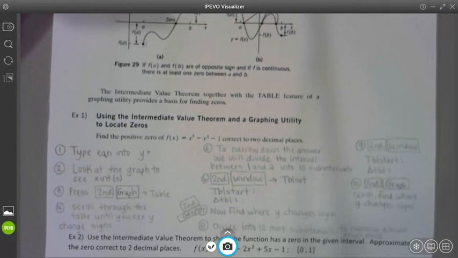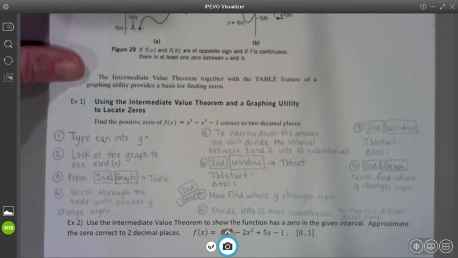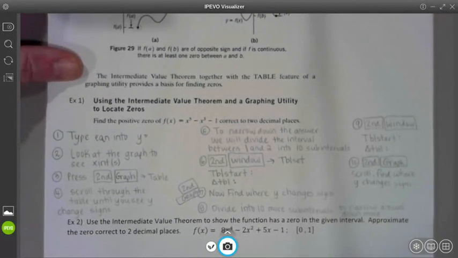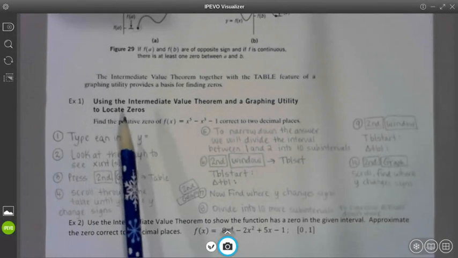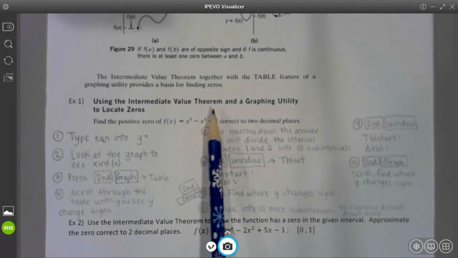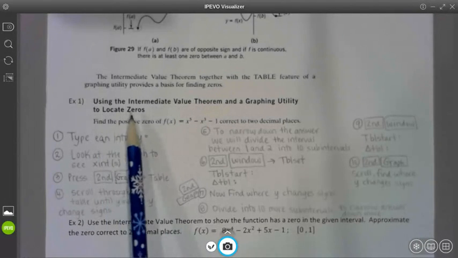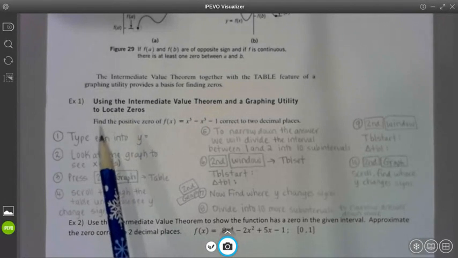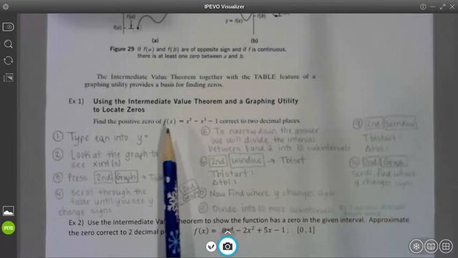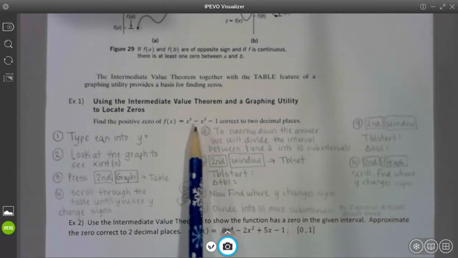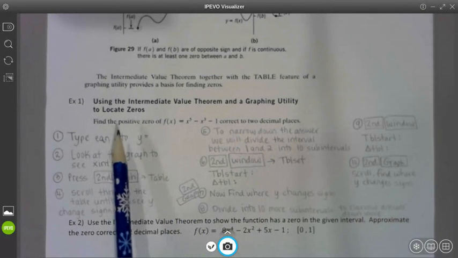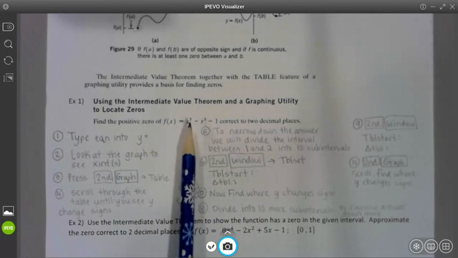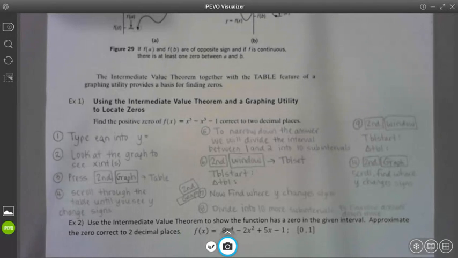So I've written down a bunch of steps because it's a graphing calculator problem. That way you guys would have it to use in the future if you needed to see it. All right, so here we go. Example 1 says, using the intermediate value theorem and a graphing utility to locate zeros. The problem says, find the positive zero of f of x equals x to the 5th minus x cubed minus 1, correct to 2 decimal places. So we're finding one of the positive zeros out of 5 possible zeros, right? Degree 5. We're finding the positive one, correct to 2 decimal places.